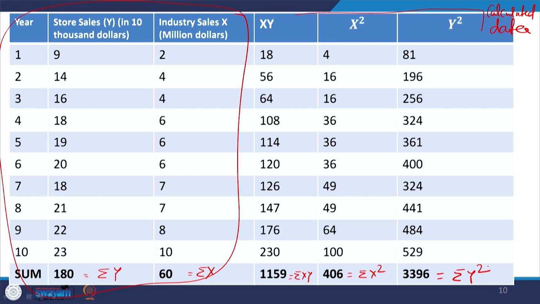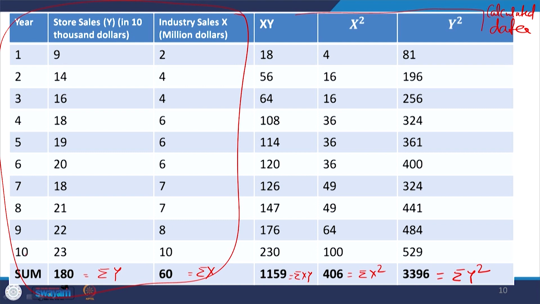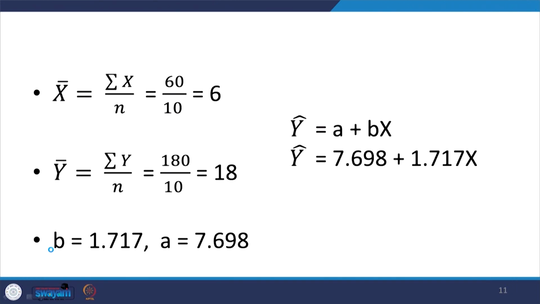Now, using these values of sigma x and sigma y, first we can determine the values of x bar and y bar. So, x bar is coming sigma x upon n, that is 60 by 10, n is 10 because for 10 periods we have the data. So, here this gives me the value of n equals to 10. So, now you have x bar equals to 60 by 10, that is 6, and y bar is coming sigma y upon n, 180 upon 10, that is 18.